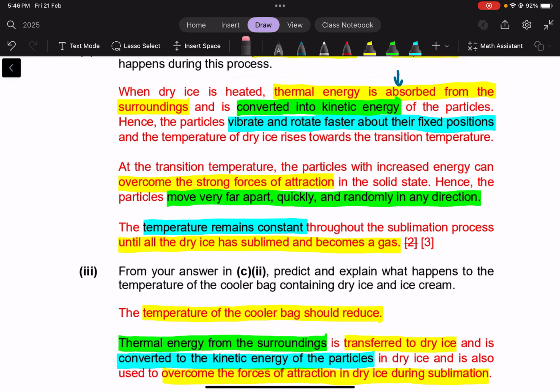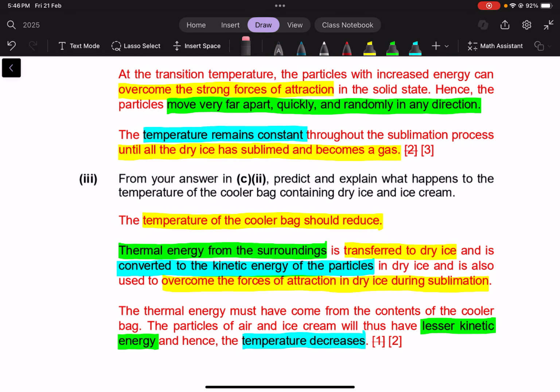So in this whole question, part C, always link to the energy, and how energy affects the motion and arrangement of the particles. Okay.